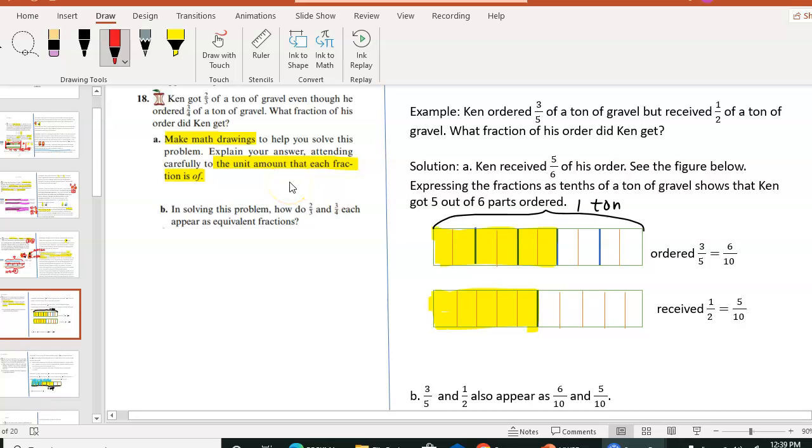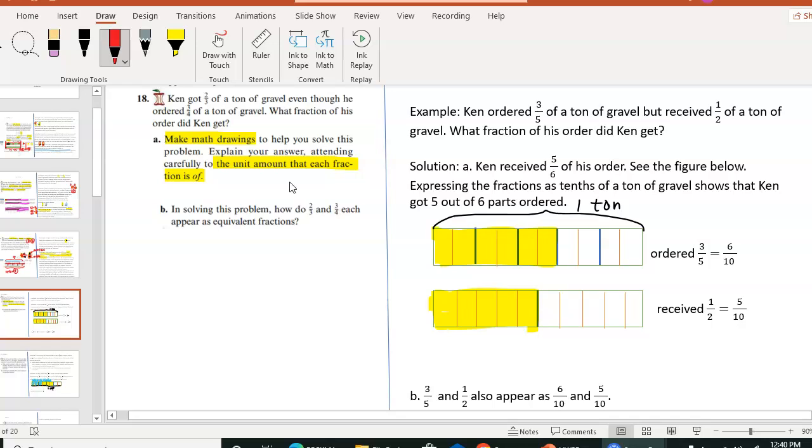Section 2.3, homework problem number 18. So the example that I gave is very similar. What I did was I changed 2/3 to 3/5, and then I changed 3/4 to 1/2. Everything else is almost exactly the same. So first we need to make math drawings, and then we use the drawings to solve the problem.